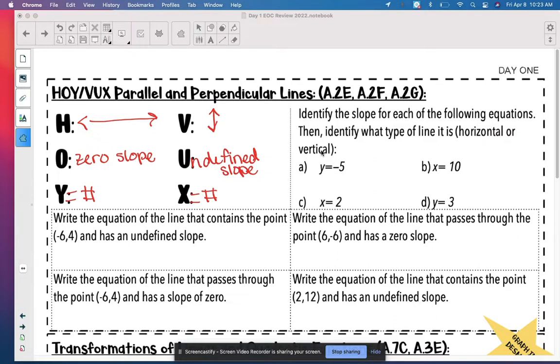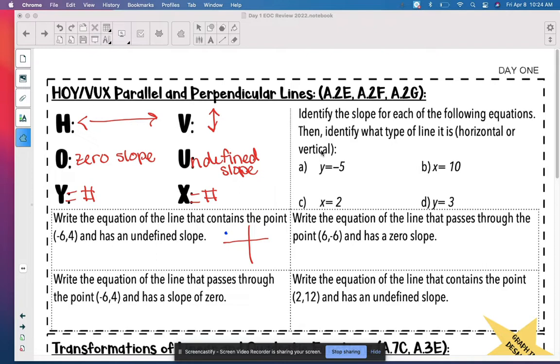The first one we're looking at is write the equation of a line that contains a point -6, 4, and has an undefined slope. So the easiest way to do this is draw a picture. I'm going to draw my makeshift graph of x and y axis, and I'm going to plot a point where -6, 4 should be. So about right here, ish. Doesn't have to be perfect. We're just looking at the picture.